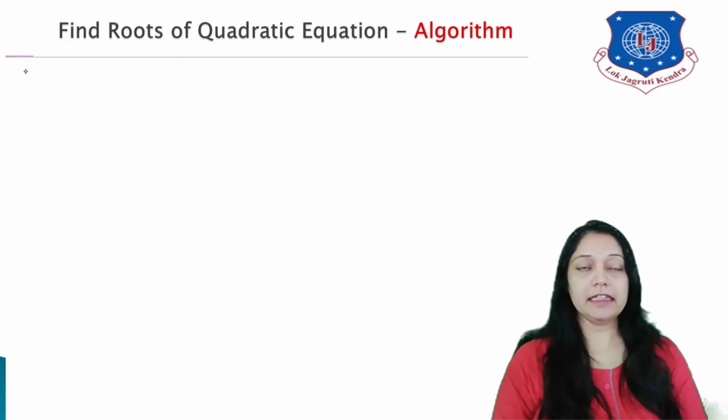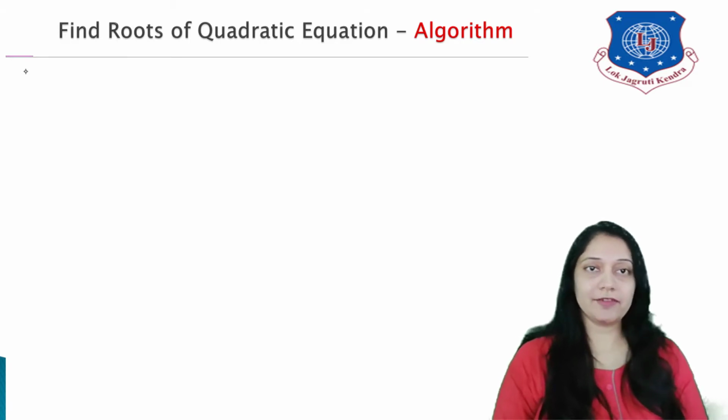Now you all know, right, that the quadratic equation is ax square plus bx plus c. So we have three coefficients here, a, b and c. So we'll input three coefficients, find out the value of delta and then find out the value of roots, one by one. So let's start with writing the algorithm of finding the roots of a quadratic equation.